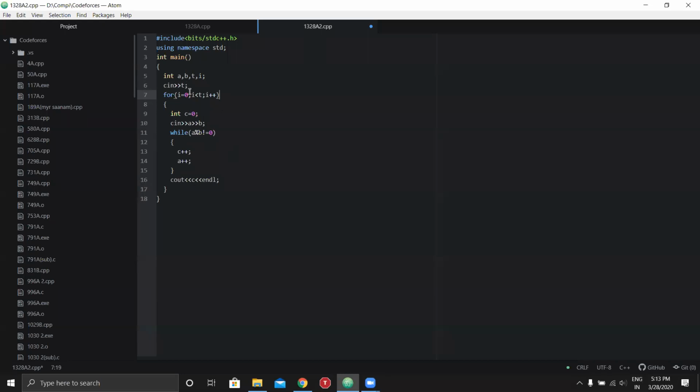And inside each test case, I'm initializing a variable for count. I'm taking in two variables a and b. And while a mod b is not equal to 0, I'm incrementing count and I'm incrementing a. Once that is over, the value of count will be equal to the number of steps we need to make it divisible. In the end, I'm just printing it out. Now this should work fine.